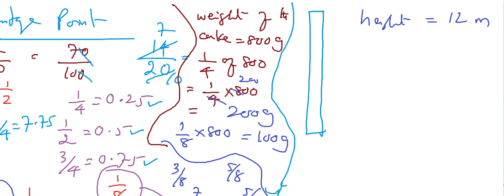Suppose 1/3 of the pole here is painted red. So suppose the question is, what length of the pole is painted red? So we know it is 1/3, correct. So we know it is 1/3 of the entire length, entire height. So 1 by 3 into 12. So we will get 4. So 4 meters painted red.